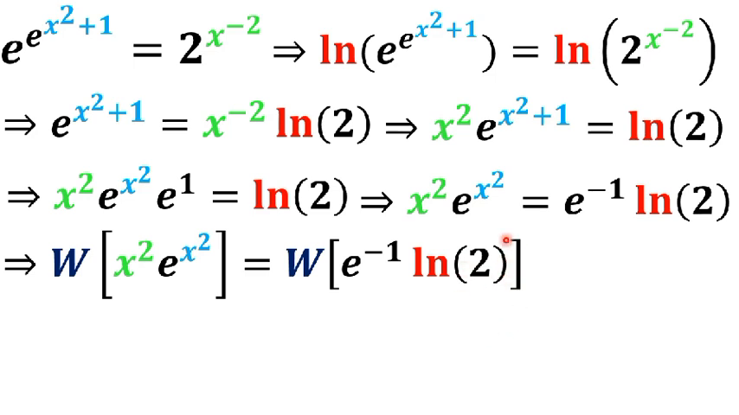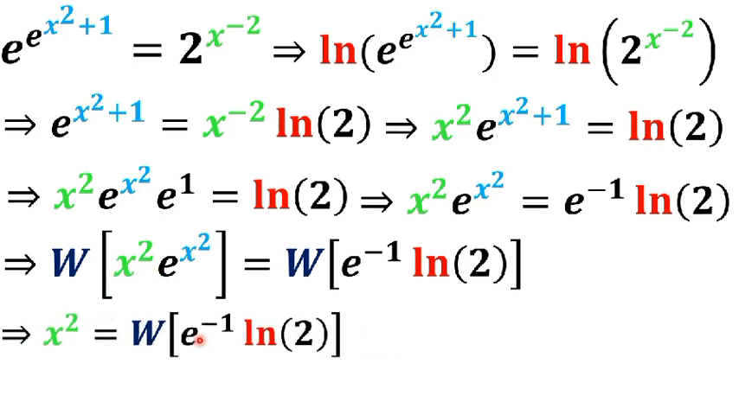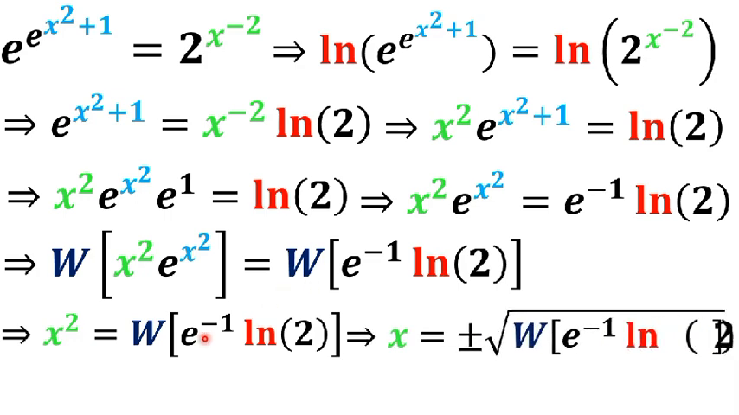At this point, you notice that the output of the left hand side simply becomes x squared, which is equal to W of the right hand side. So at this point, friends, we take the square root on both sides. We have x equal to plus or minus the square root of W of e raised to the power negative 1 ln 2.